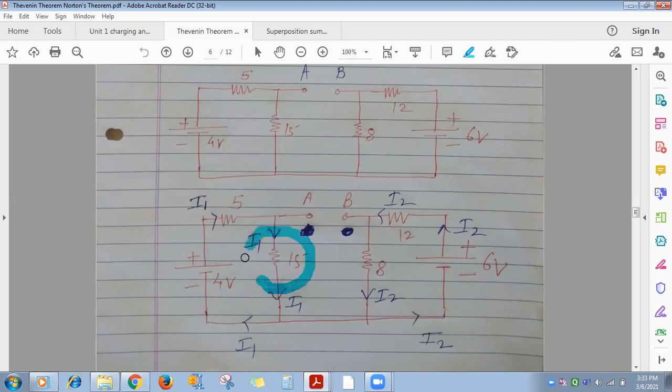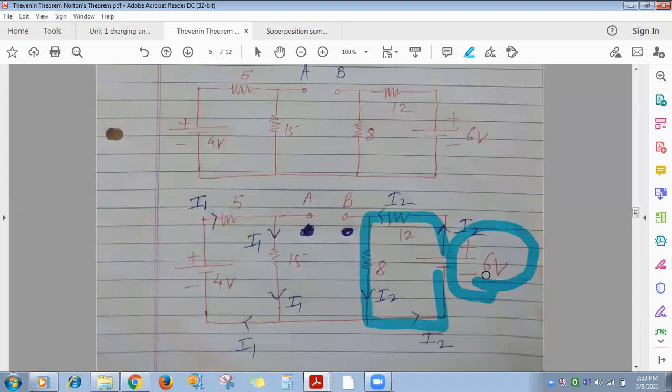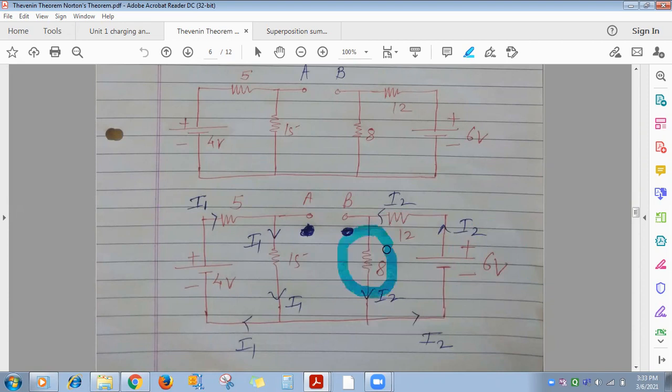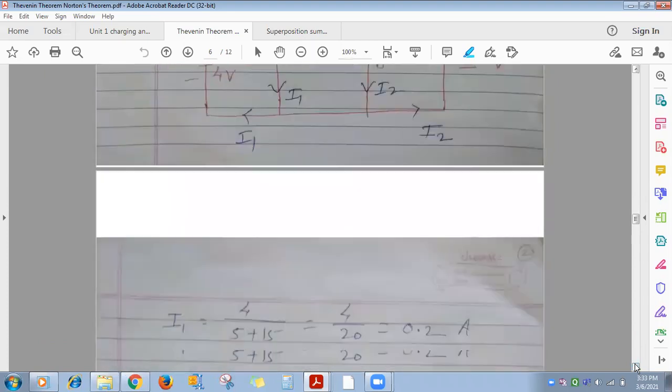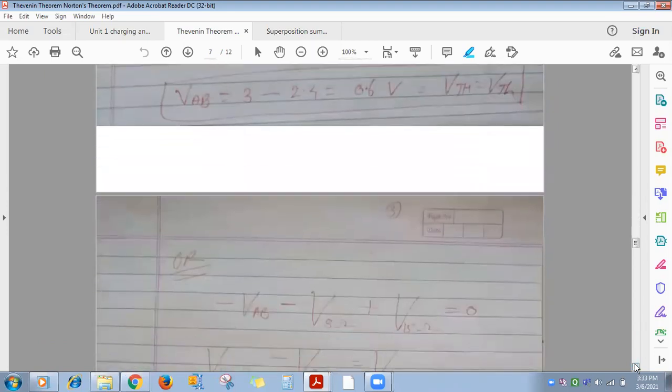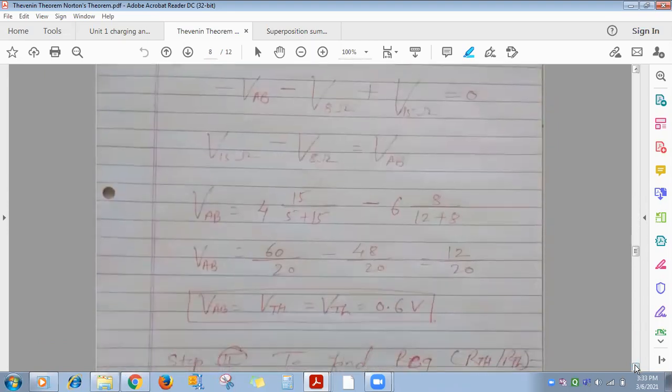15 ohm. Similarly, on this side you observe I2 flowing through 12 and 8 ohm and returning back to the 6 volt source. It means 12 and 8 ohm are connected in series, so 6 volt is the total voltage. So 6 into 8 divided by 12 plus 8, you will get the voltage drop across the 8 ohm. Clear? Yes, ma'am.